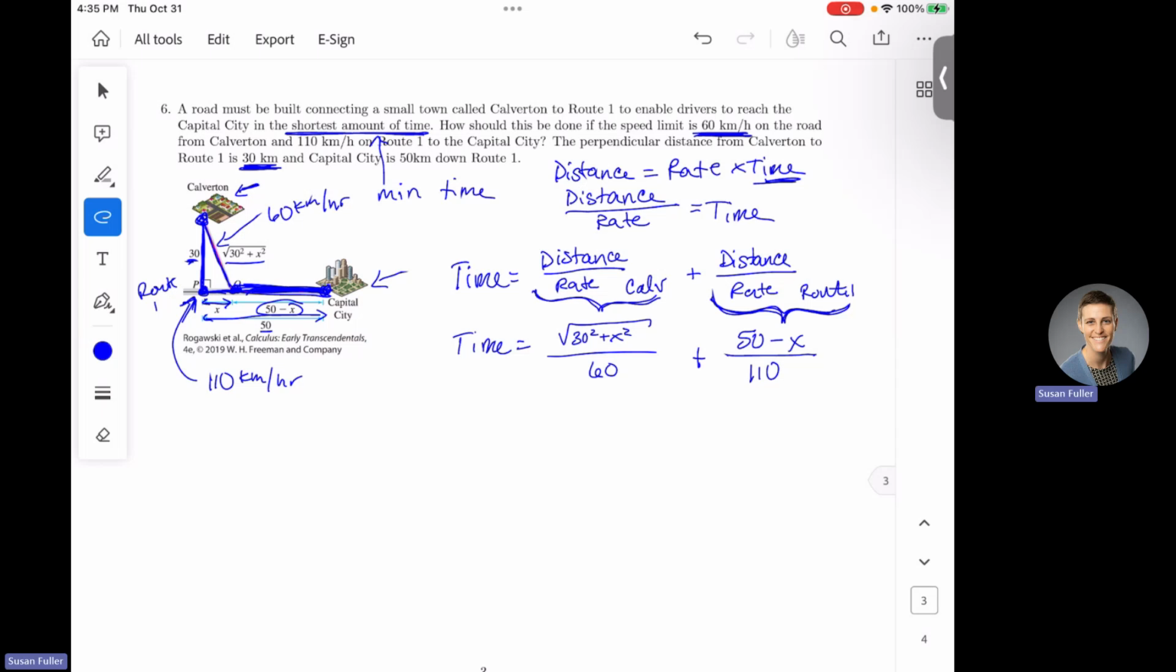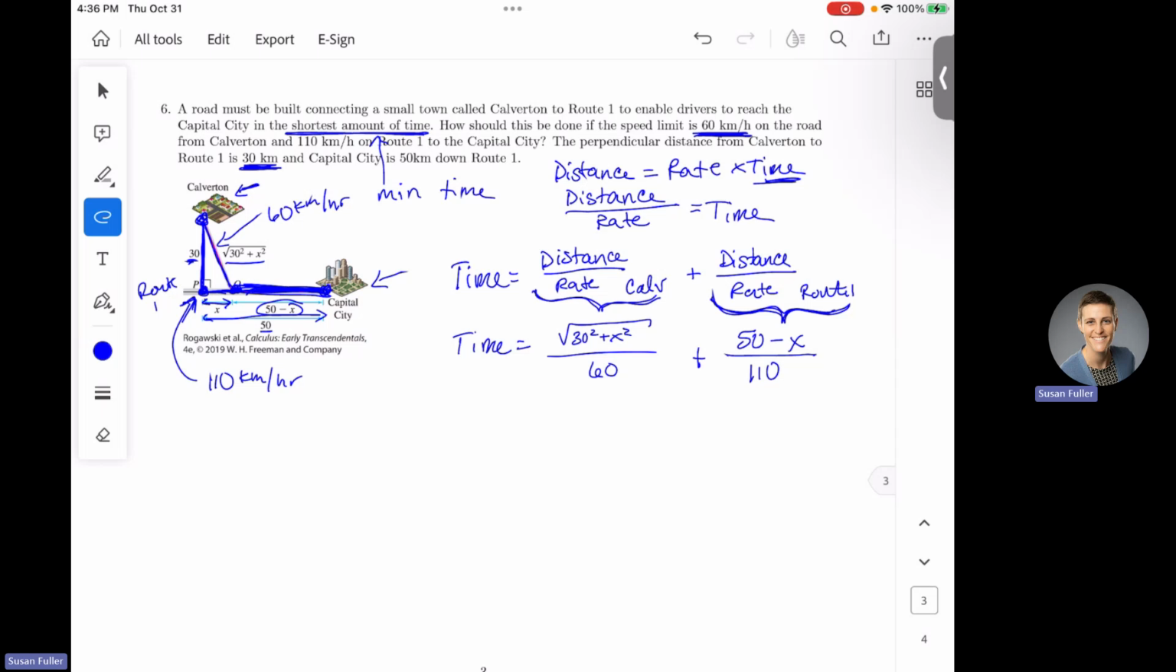How many variables do I have? I only have one variable. I only have x. So we don't have to take the extra piece of information to get this all down to one variable. It's already in one variable. That's the good news. The bad news is that now this is the equation that I want to minimize. And so I need to find the critical points of it. So I need to take the derivative of this.